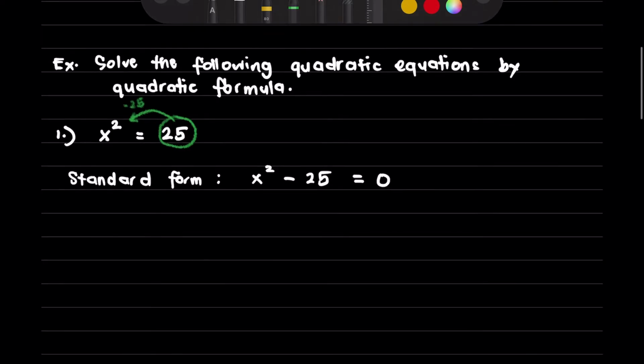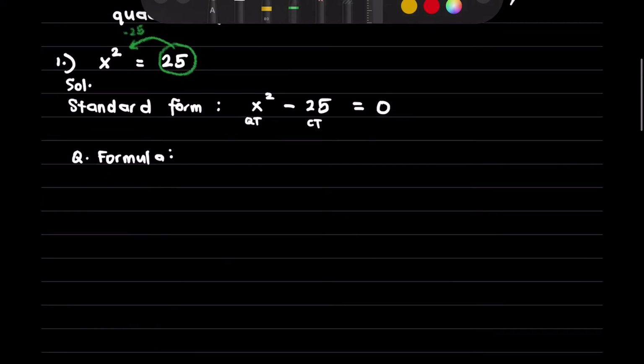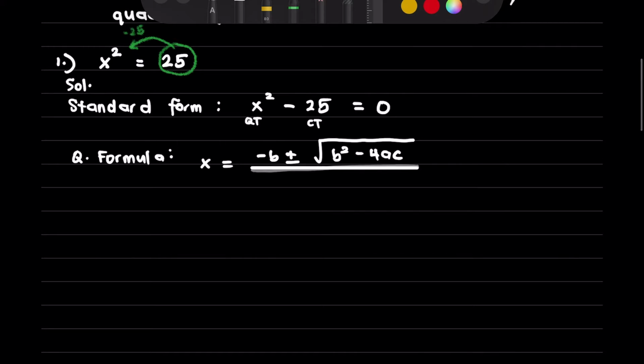Meron lang tayo dito na quadratic term and the constant term. Ang wala lang tayo is the linear term. Once na naka-standard form na yan, we can use na yung quadratic formula natin. And what's the quadratic formula? Ang quadratic formula natin is this one: x equals negative b plus minus the square root of b squared minus 4ac all over 2a.